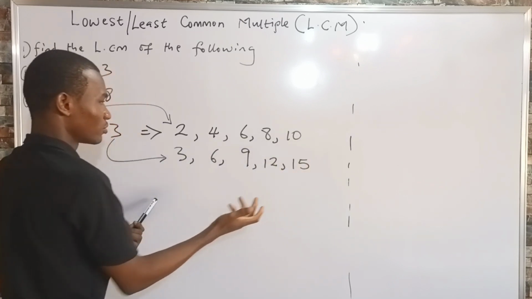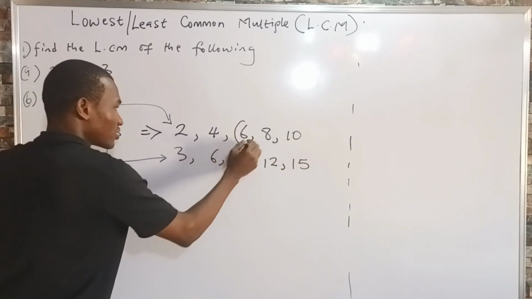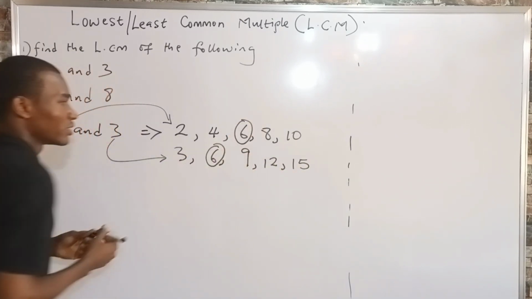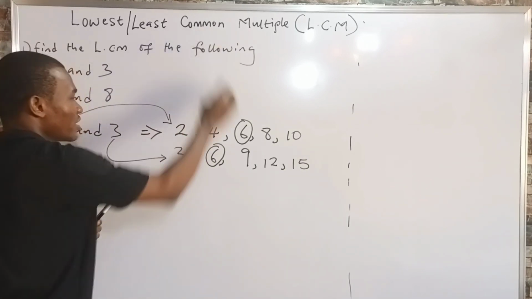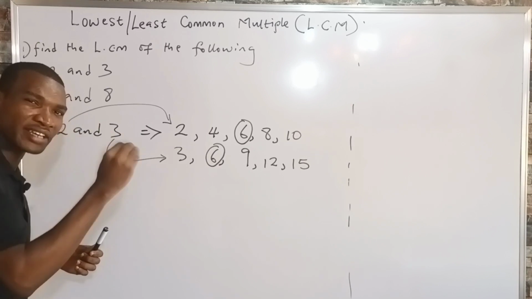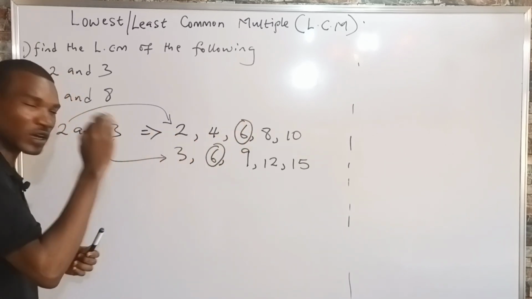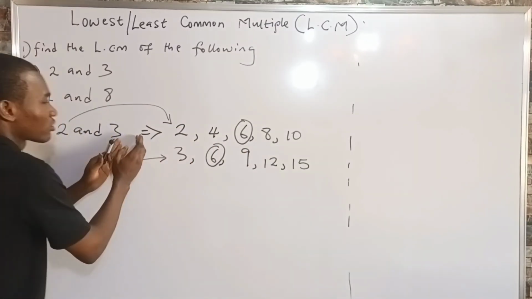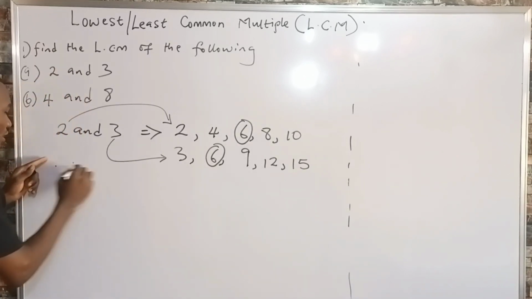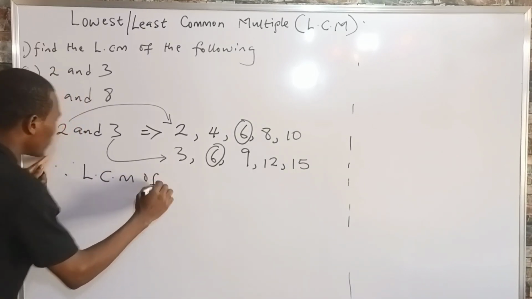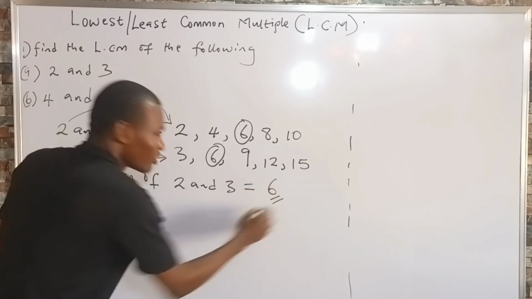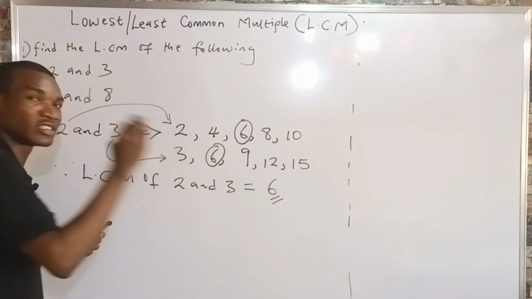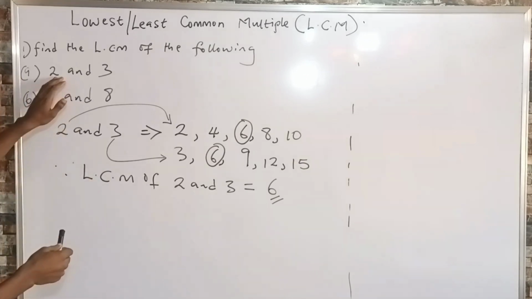10 is not common. So what and what are common? Let's look very well. 6 is common with 6 here, okay? Is there any other thing that is common? Nothing else is common. So I will end it here that the common thing here is 6, and it is the smallest that is common. It is the smallest value that is common to the multiples of 2 and the multiples of 3. Therefore, the LCM of 2 and 3 is equal to 6. Why? Because 6 is the smallest number that is common for both 2 and 3.